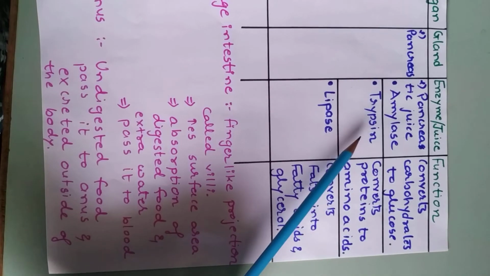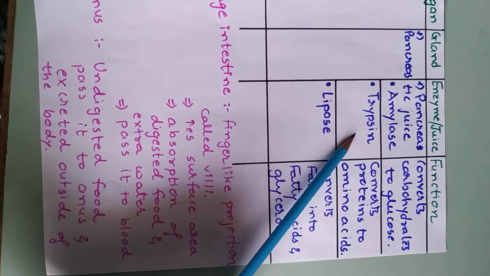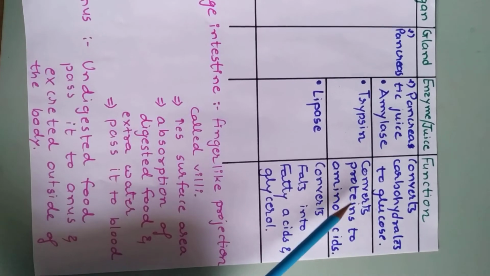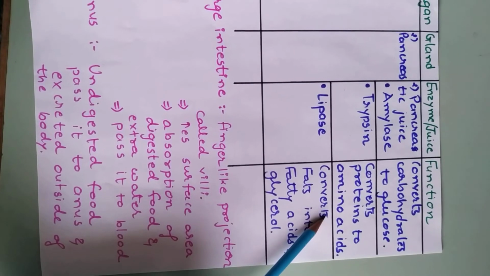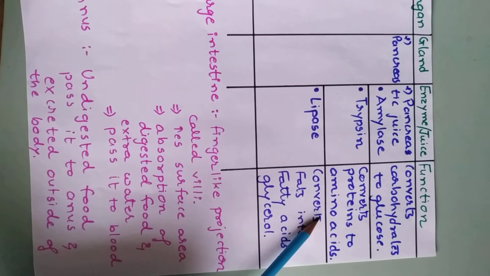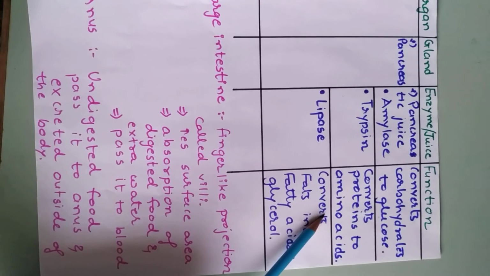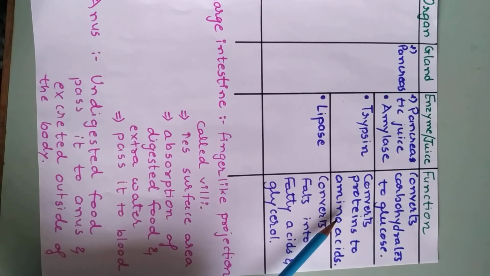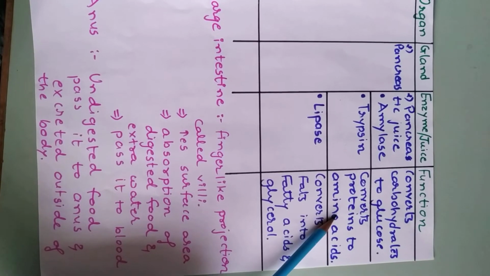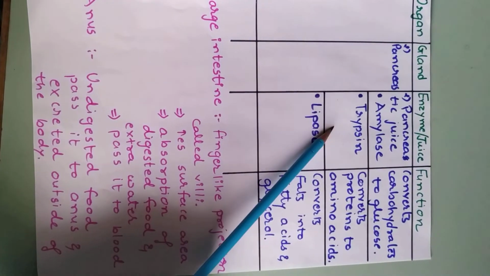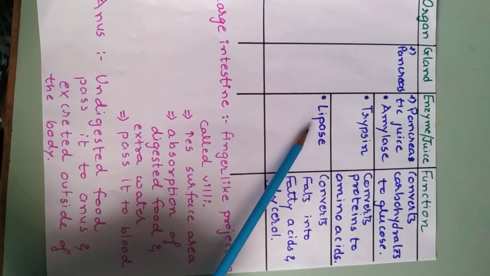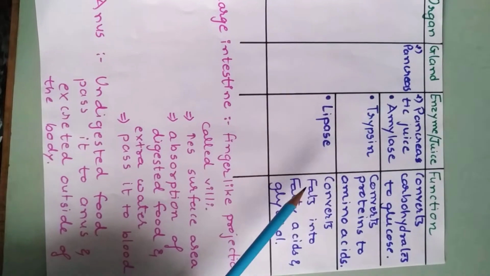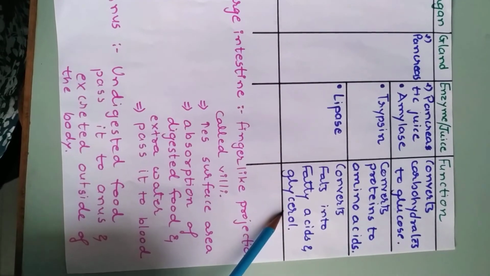Then the second enzyme is trypsin. Trypsin converts proteins to amino acids. Whatever protein is present in your food, its digestion starts in the stomach, but final digestion is completed in your small intestine. Then last, lipase. Lipase converts fat into fatty acids and glycerol.